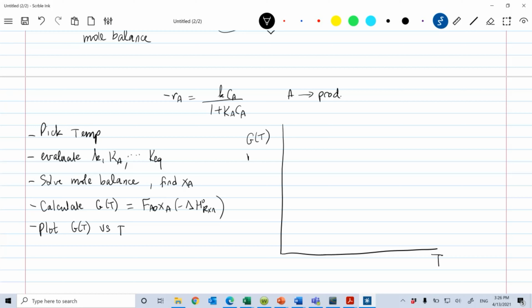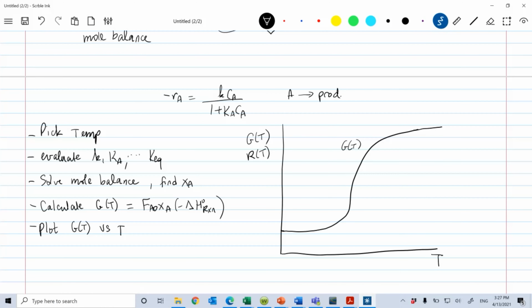So this is G of T, R of T. When you plot this, it can look something like this. This is your G of T curve. It can look something like this, which is surprising, but that's what's going to happen. And the higher the order, the more wild it's going to look. The reason is because there are many XAs that can be solutions to the equation.